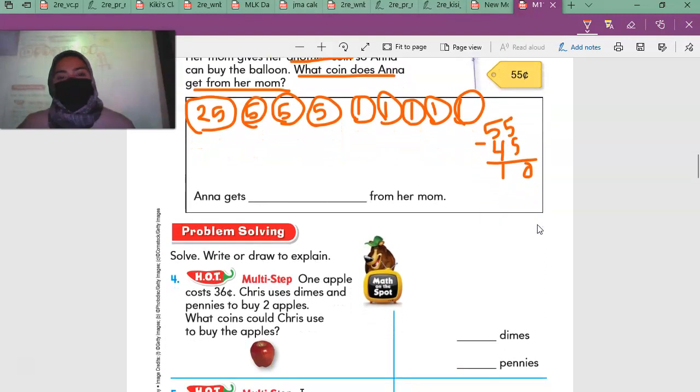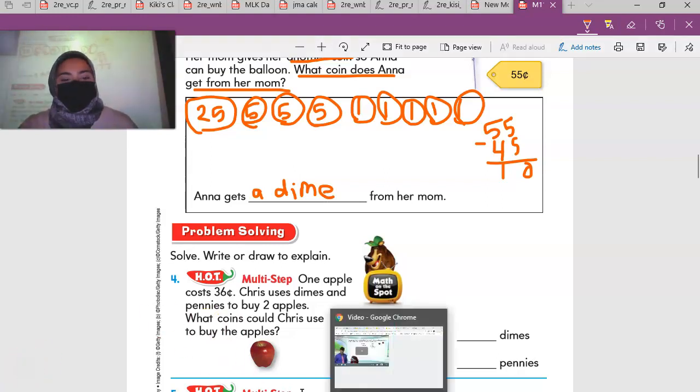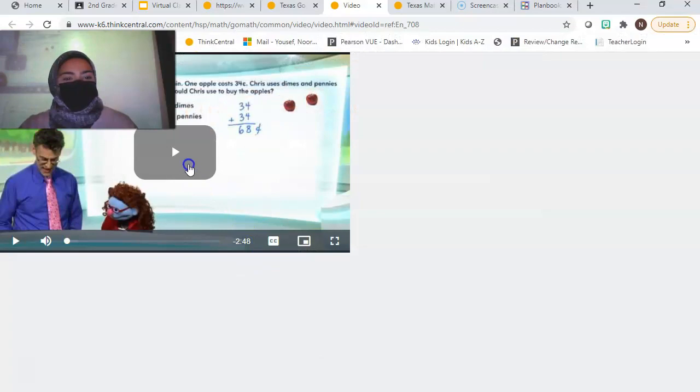And what coin is the same as 10 cents? A dime. So Anna gets a dime from her mom. So if you wrote 10 cents, that's wrong. It's asking you what coin. Her mom gives her 1 coin. Okay, not how much money does her mom give her, what coin does her mom give her, which is 10 cents. Okay, let's watch Professor Berger to help us out with the rest.